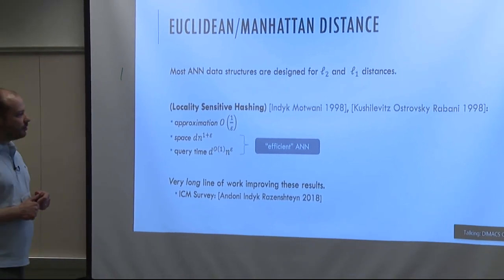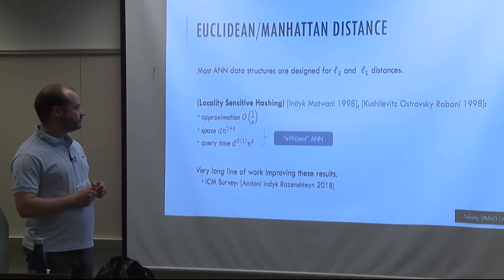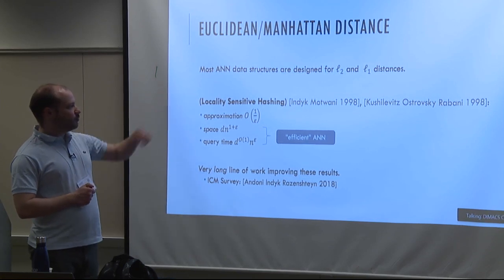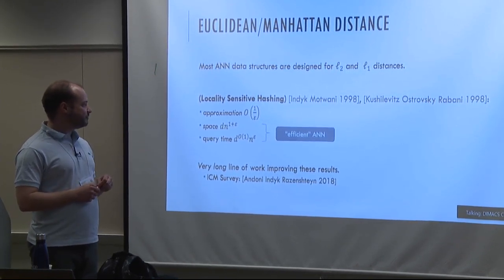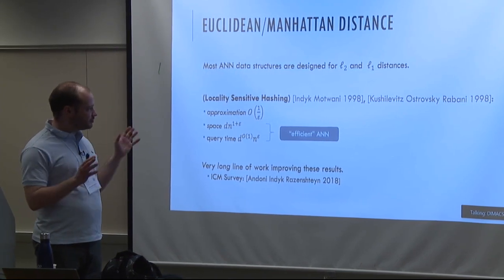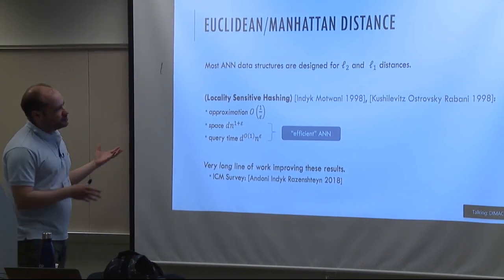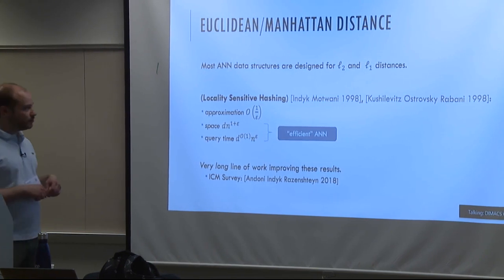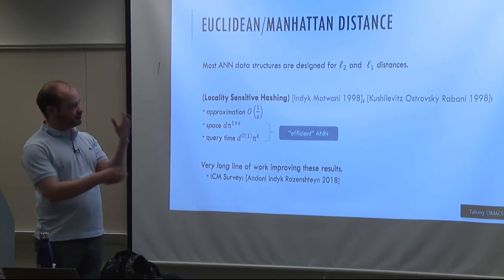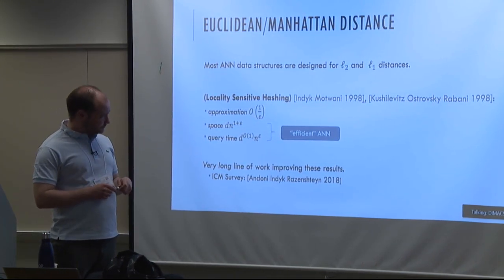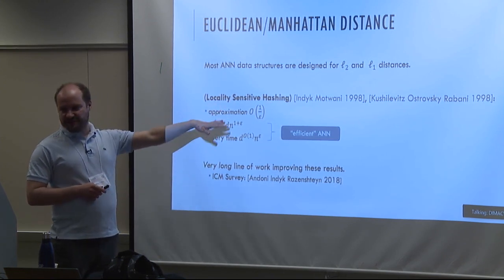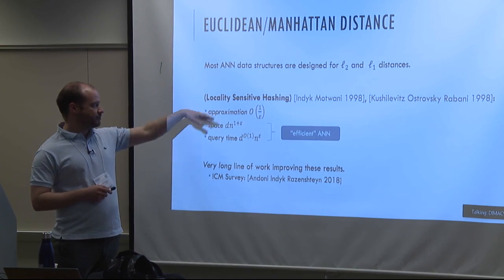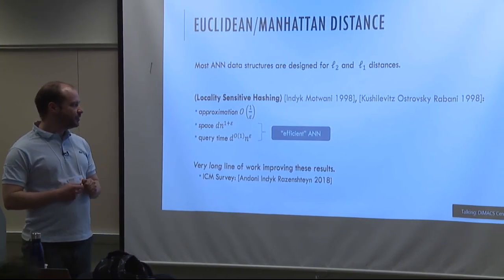So what do we know about L2 and L1? Here is one very classical result. It's not the optimal or the best result, but it shows that there is something we can achieve. So for L2 and L1 and Lp between 1 and 2 in general, using something called locality sensitive hashing that I'll explain more in a little bit. I'll say more about what locality sensitive hashing is pretty soon.